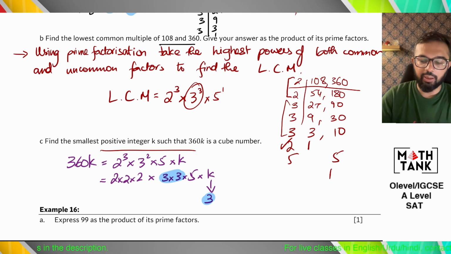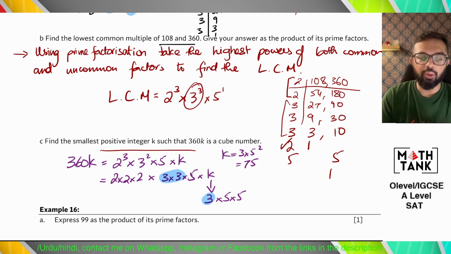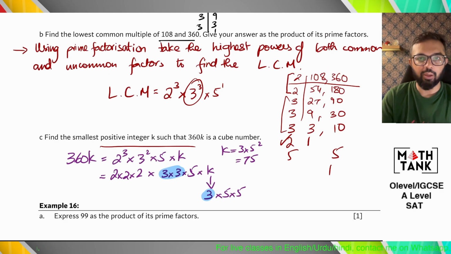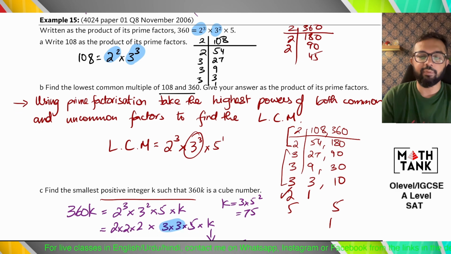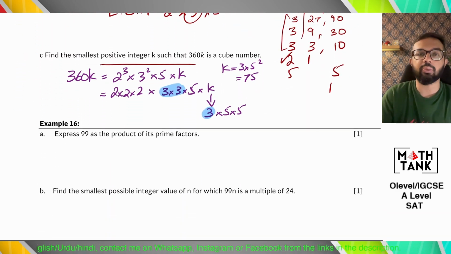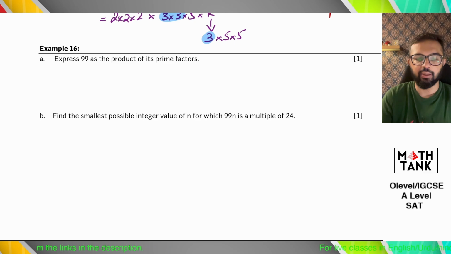Okay. Similarly, how many 5's do I need? I need 2 5's. So I need k to bring in a 3 and 5 square. That means I want it to be 75 in order to make 360k a cube number. Like I showed you earlier, it's going to give me the same results from a calculator. I take the cube root and it's going to come up as an integer answer. Okay, so a very typical question on the past paper. You can see that these are all past paper questions. You should be able to do this. If you are an IGCSE student, you would probably find these questions different in terms of doing it without a calculator, but that's the bottom line, that you need to be able to do these questions without a calculator.